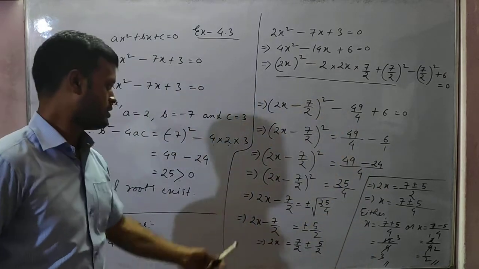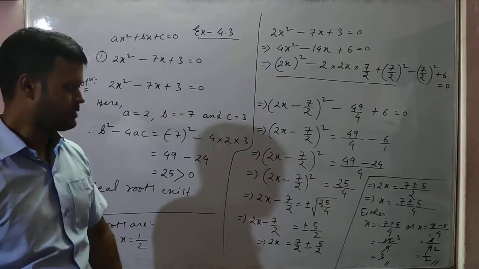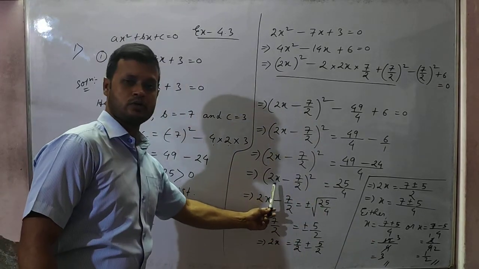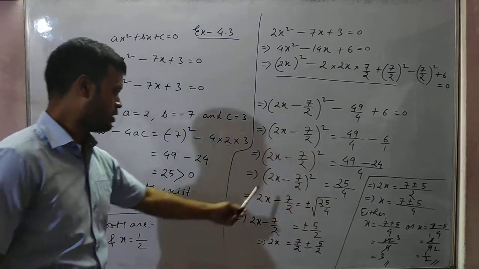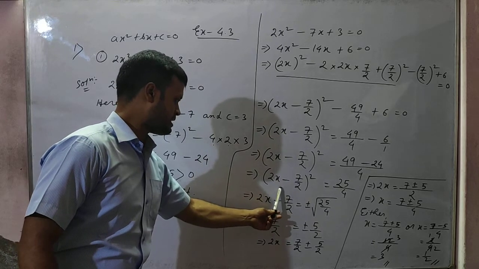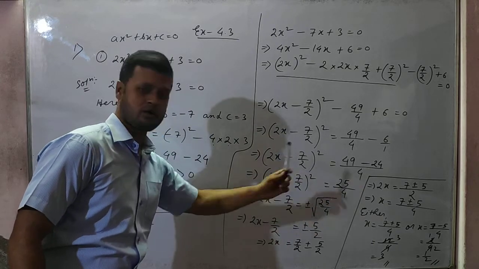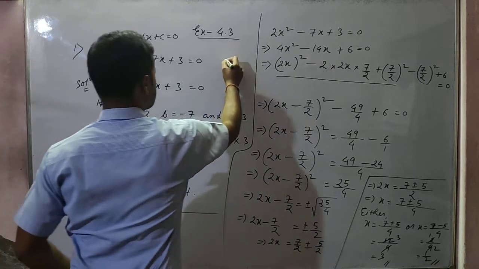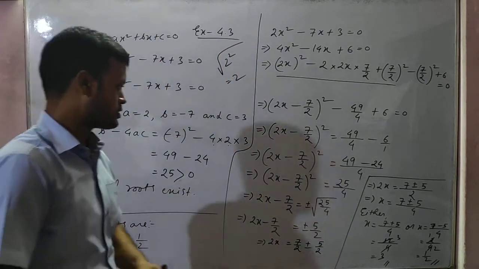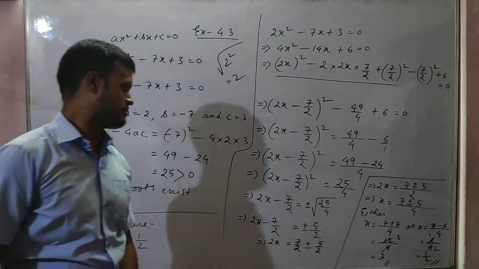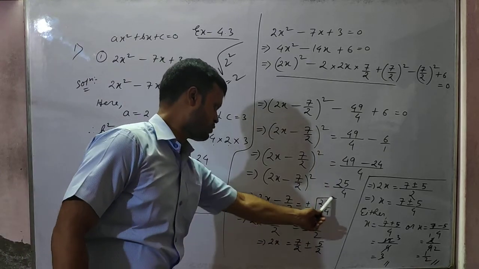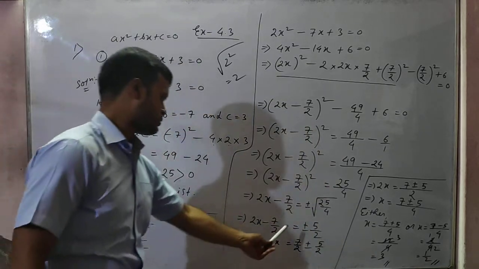So 25 by 4. Both sides I am doing square root now. I will do square root on the left hand side as well as on the right hand side. If on the left hand side I do square root, then this square will go, isn't it? Because I am doing square root. So on the left hand side, 2x minus 7 by 2 I will get because the square will go. And on the right hand side, I will get this square root and plus minus sign will be there.